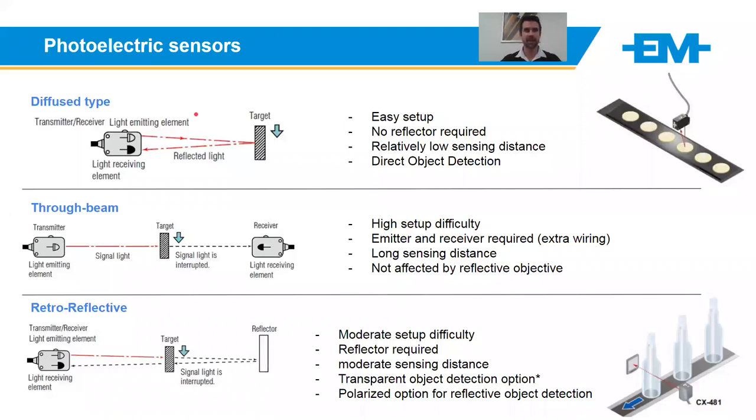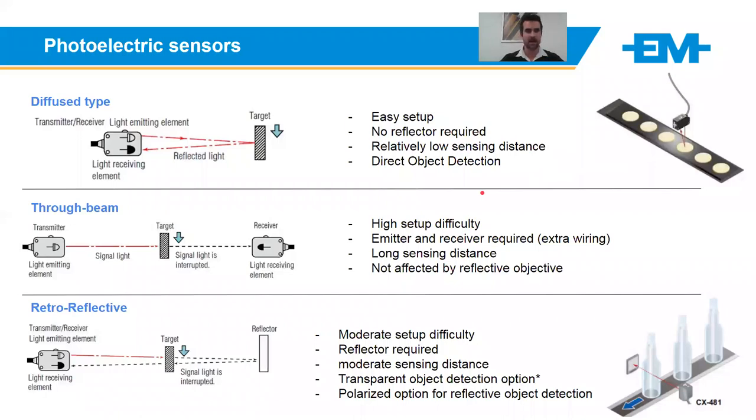So our diffuse type is a photoelectric sensor that uses light reflected from the target back to its detection circuit to switch the unit on. The diffuse type is easy to set up. There's no reflector required. It has a relatively low sensing distance because it relies on the light being reflected by the target, so often the sensor has to be relatively close to the target to be used. And one of the great benefits is you can do direct object detection, like you can see on this picture here. In this application where you're detecting something on a conveyor belt that's relatively flat, using a through beam or a reflective sensor would be more difficult to get right.